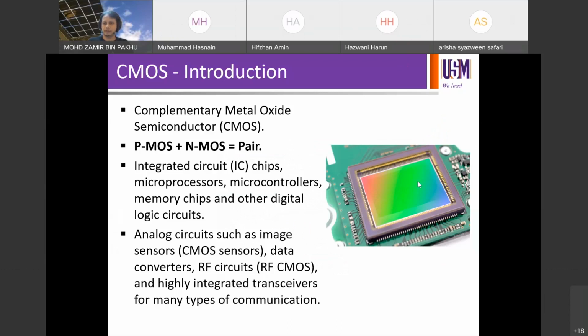All right, can you see the slides? All right, good.